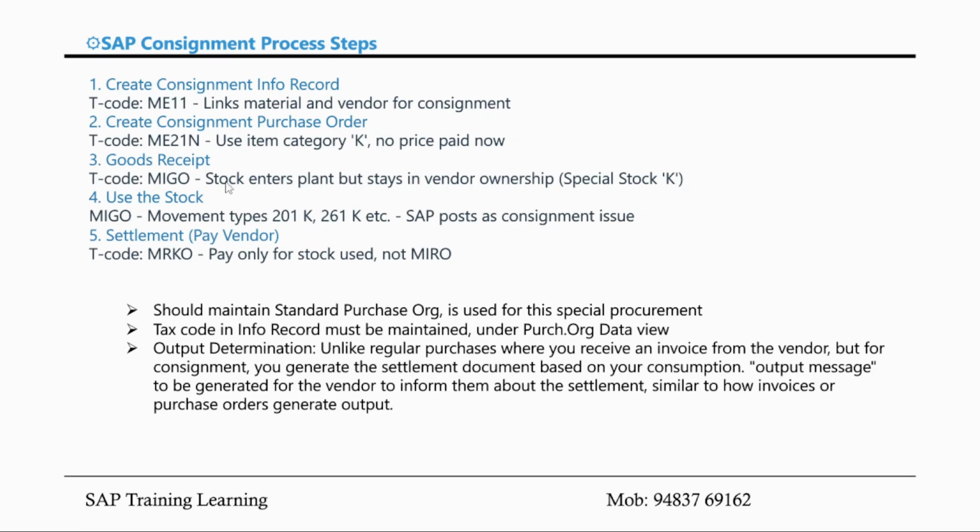and you start using this consignment stock which you received, either through changing the ownership of the consignment stock to your stock or started consuming it, right? That you do through these movement types using MIGO only. When you used the consignment stock, you have to settle the vendor. You do it through MRKO, not MIRO.